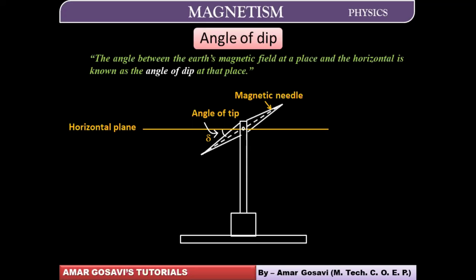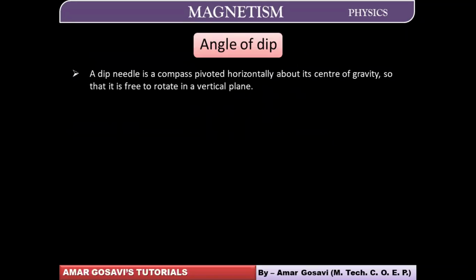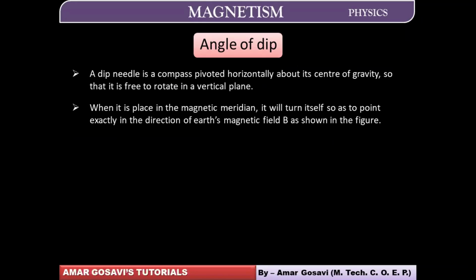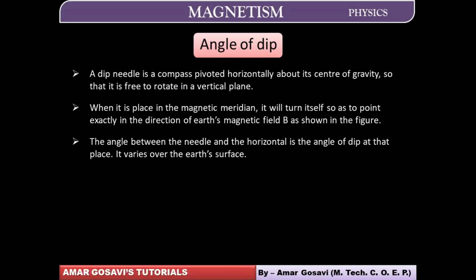Okay, so the angle of dip will be defined as the angle between Earth's magnetic field at a place and the horizontal at that place. When we talk about a dip needle, basically it's a compass which is pivoted horizontally, which is free to rotate in a vertical plane. So whenever you talk about the angle of dip, it is going to vary on the Earth's surface.